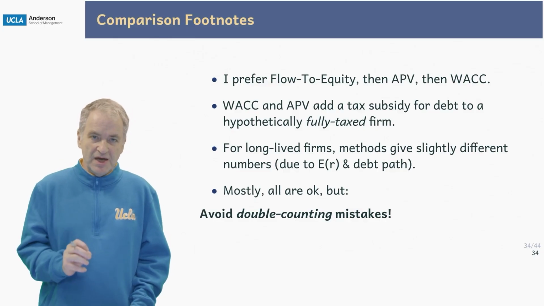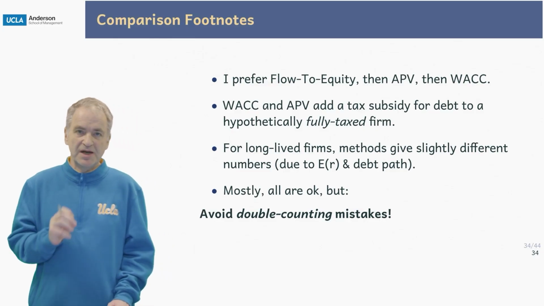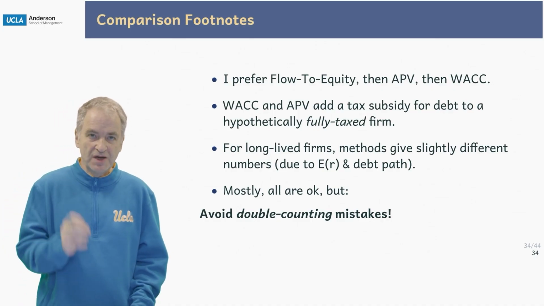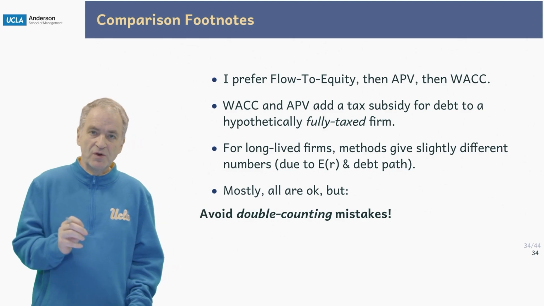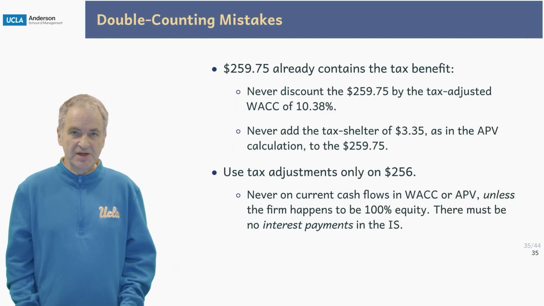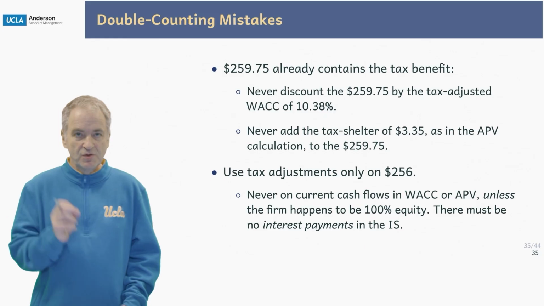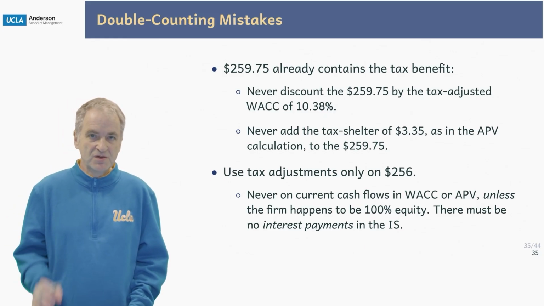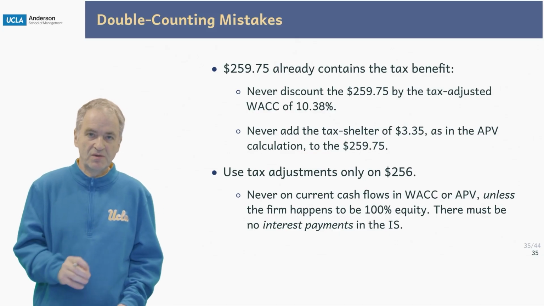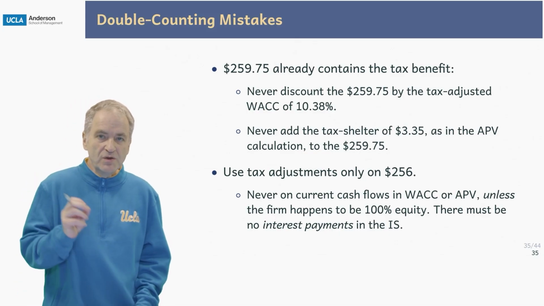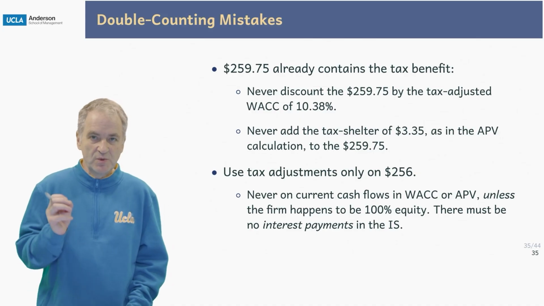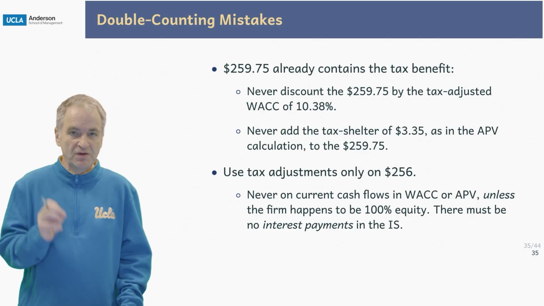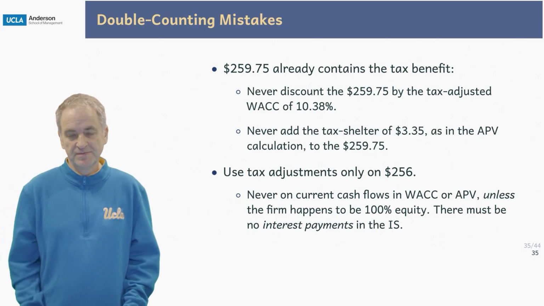Mostly all methods are okay, but what you must never do is double count. So you should never apply a tax-adjusted weighted average cost of capital to the cash flows that already had the tax subsidy calculated in. So 259.75 already contained the tax benefit. So don't discount it by 10.38%. Or don't add the tax shelter to something on which you have used the WACC. Tax adjustments like this can only be used on the full $256.